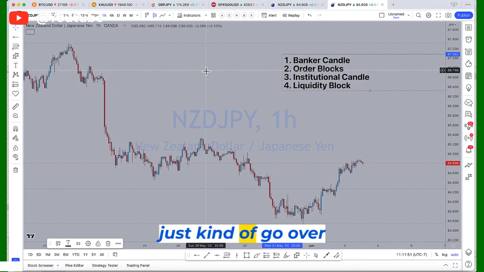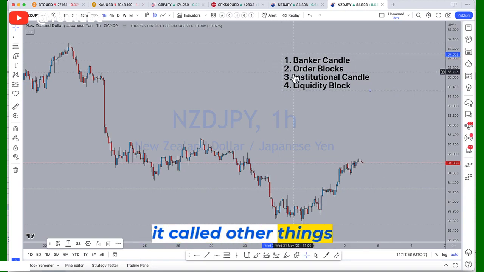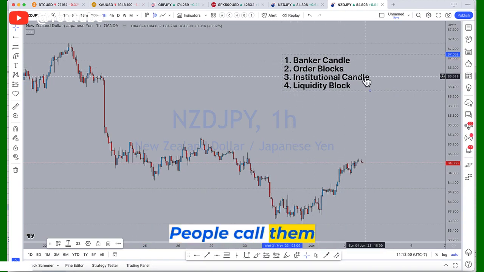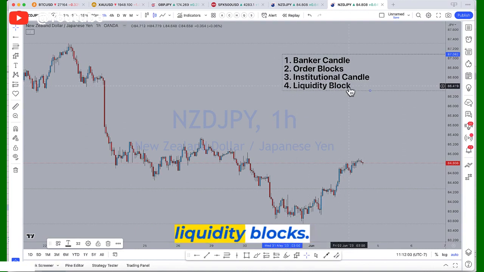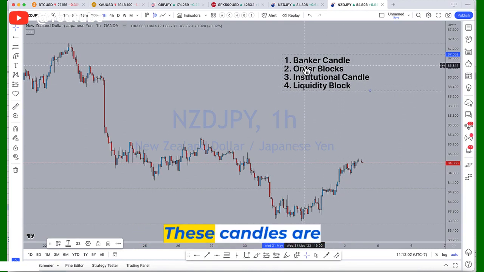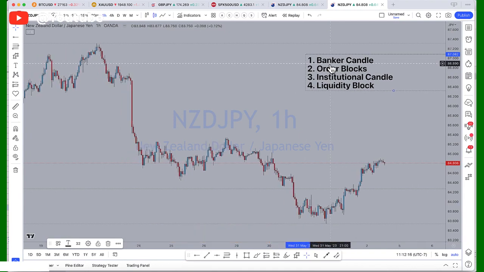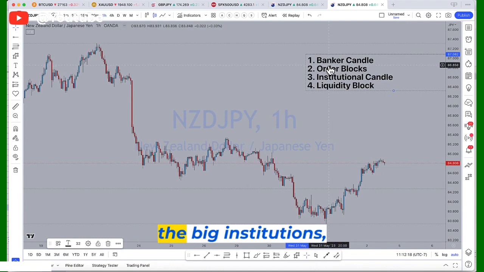So what I'm going to go over real quick is what I like to call the banker candle. Now, you may have heard it called other things. People call them order blocks, institutional candles, liquidity blocks. There's a couple other names. Doesn't matter what you call them. These candles are super powerful. I just like to call it a banker candle because I think it's really simple. It's a candle that's manipulated by the big institutions, banks. So when I say banker candle, I'm talking about all this stuff.